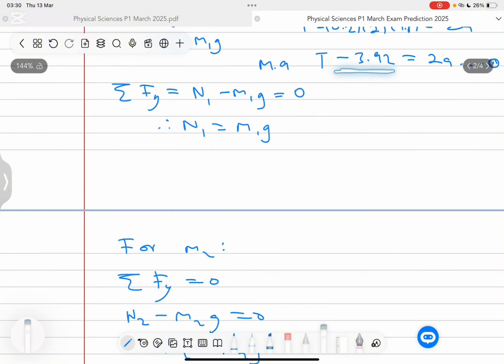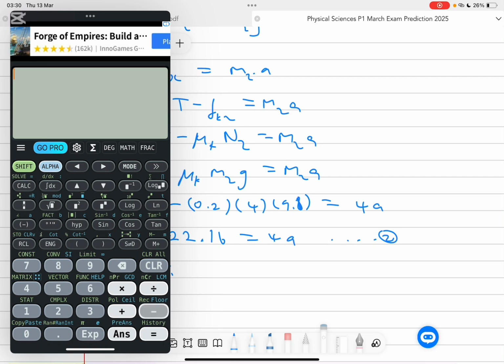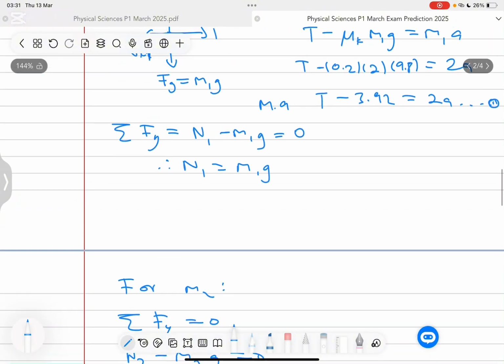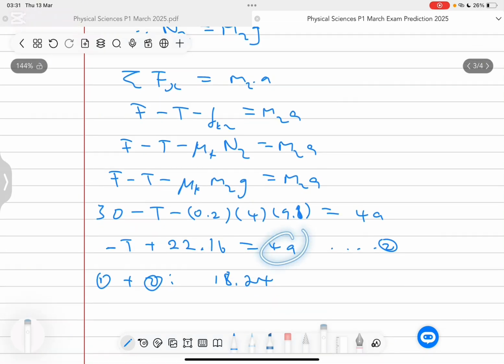And here I have a negative 3.92 plus 22.16. Here we have a negative 3.92 plus 22.16, and this gives us a value of 18.24. So we're going to get here 18.24. And this side I'm actually just having here 2a plus 4a. That should give me a 6a. So this is going to be equal to 6a.